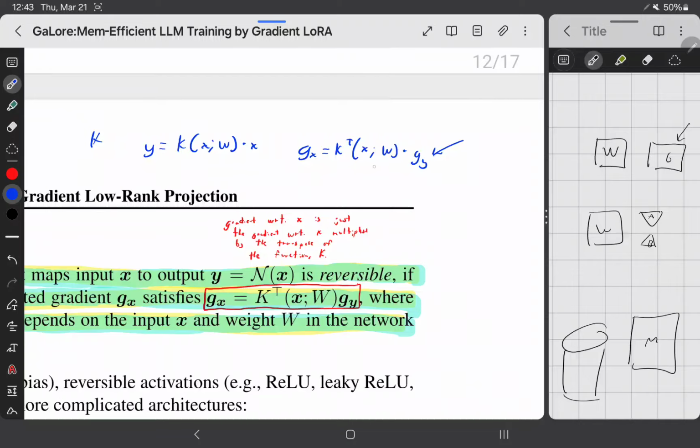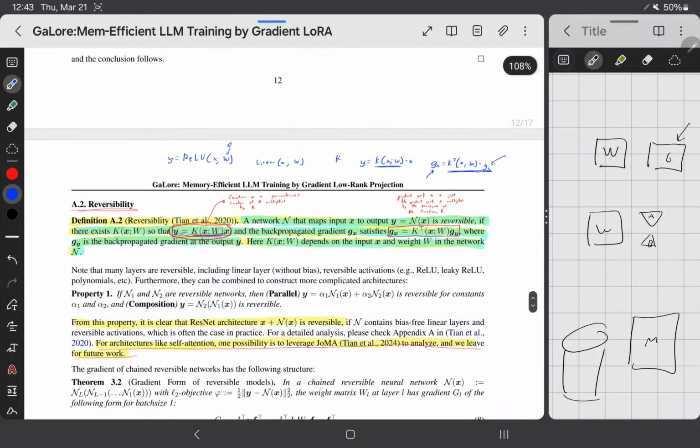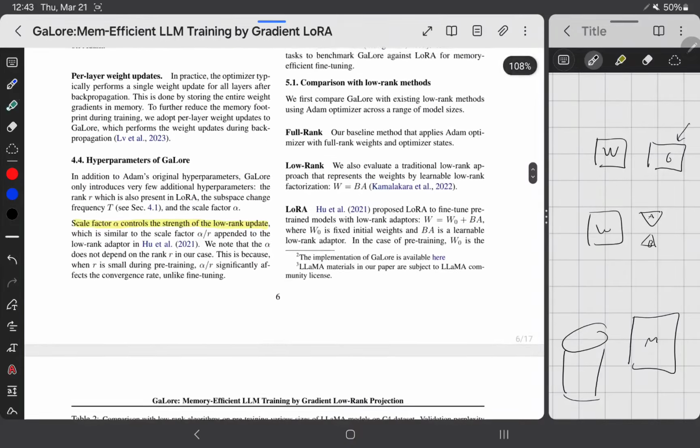So this is the gradient of the output, the gradient above this layer, and this would be the gradient of this layer. And you need to be able to represent what this is. K is just some arbitrary function, and this is an assumption they're making: that you can write your function as this. The linear layer works that way. They also show that softmax works that way.